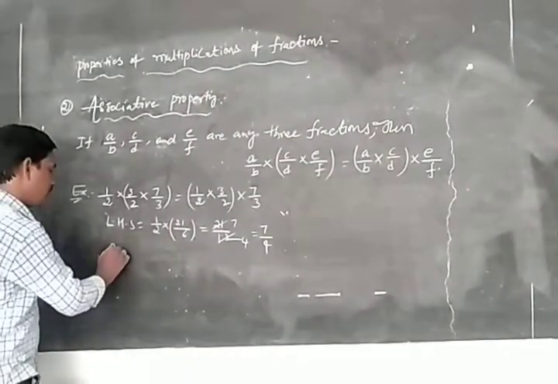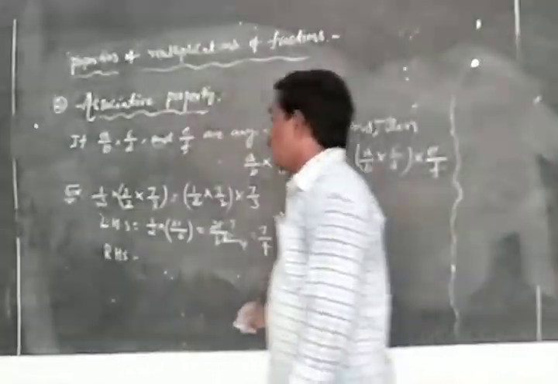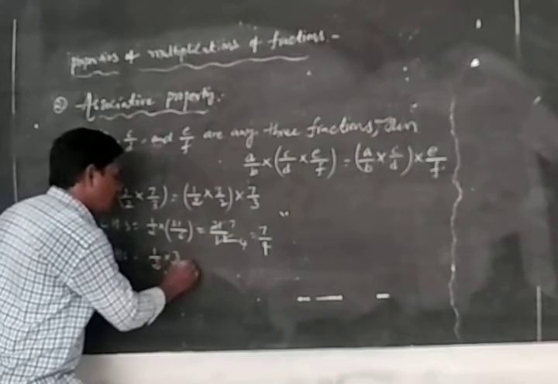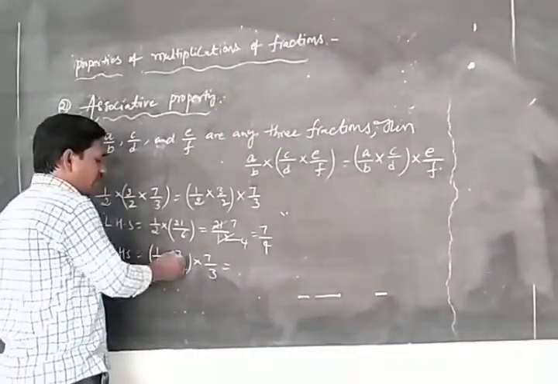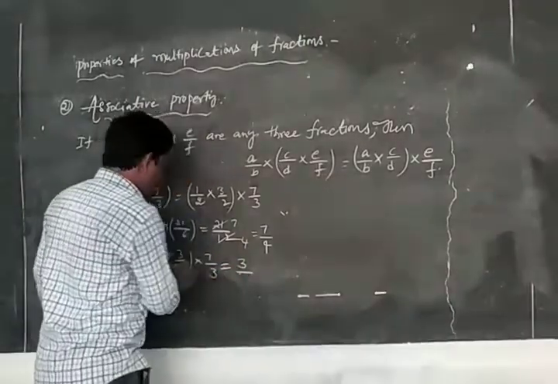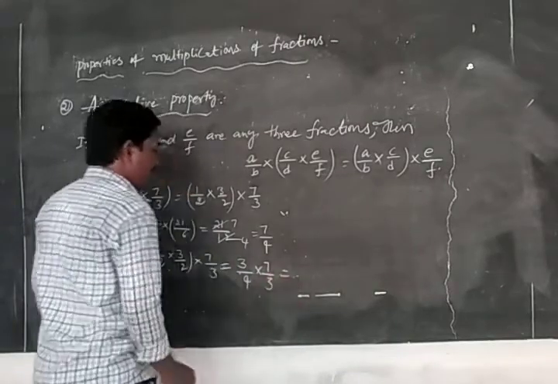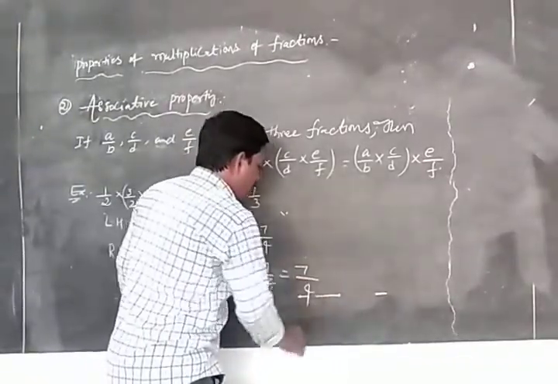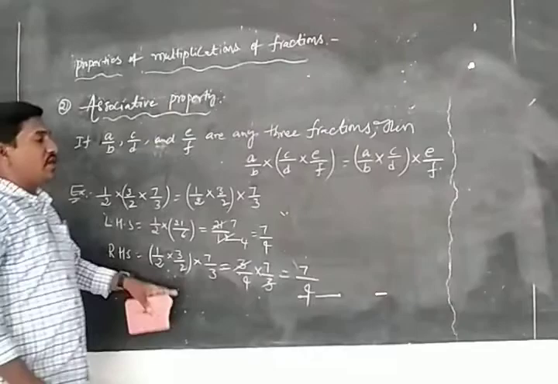And RHS. So what you got? LHS value 7 by 4. RHS value: 1 by 2 into 3 by 2 into 7 by 3. So 1 3s are 3, 2 2s are 4 into 7 by 3. Again 3 3 cancel, you can cancel like this, 7 by 4. What you got as the answer? 7 by 4. So LHS and RHS, we got the same values.